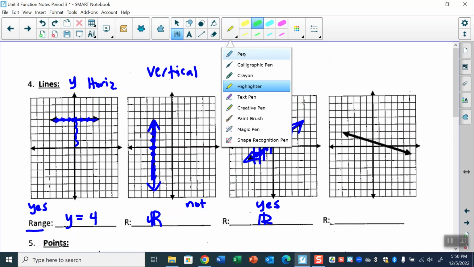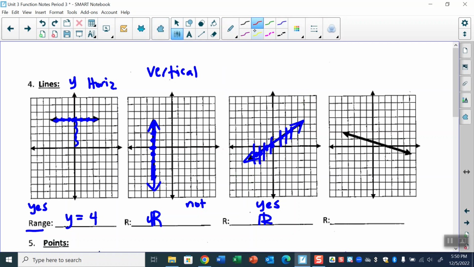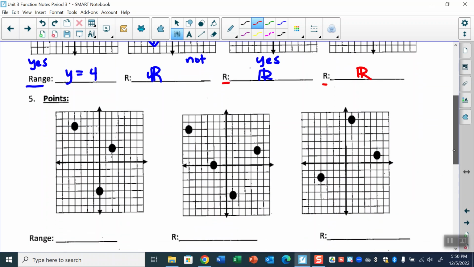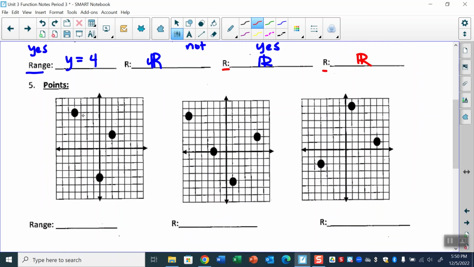All right, maybe I'll just use the pen. Okay, it's going down forever and it's going to go up forever. So the range is all real numbers. Also the domain is, right? It goes left forever and it goes right forever. But remember, we're only looking at range. So range, this is going to go up forever and it's going to go down forever. So that would also be all real numbers for the range.